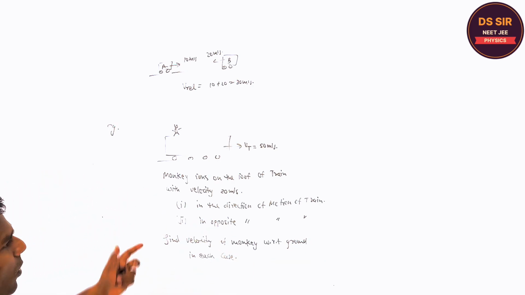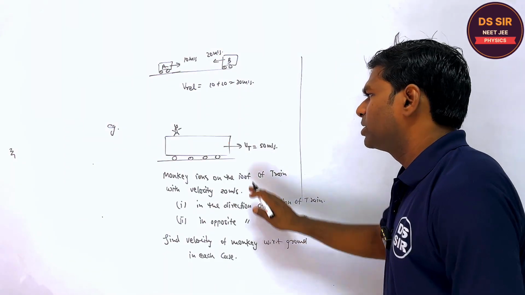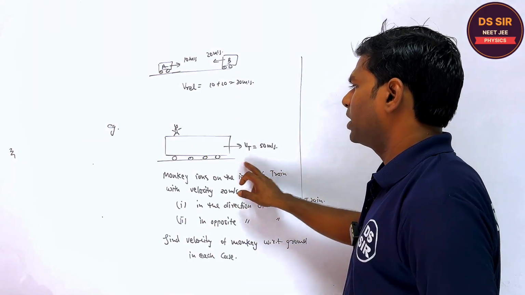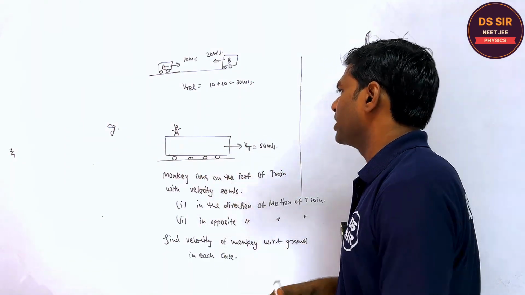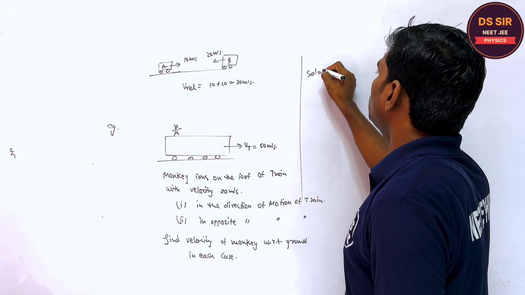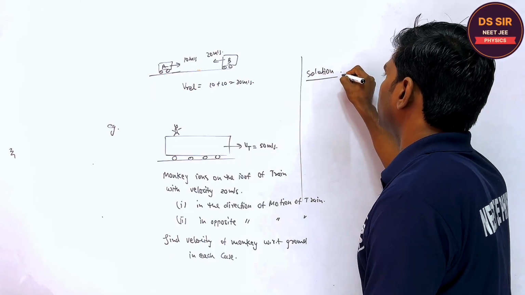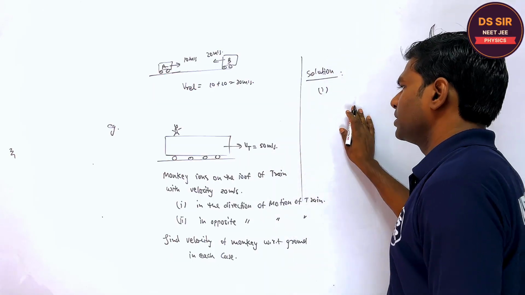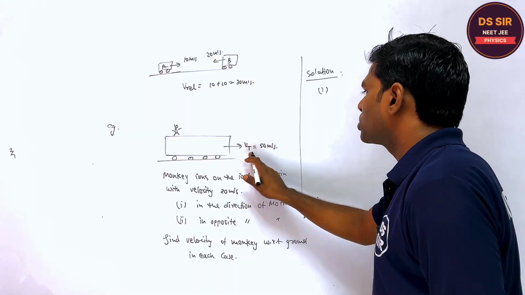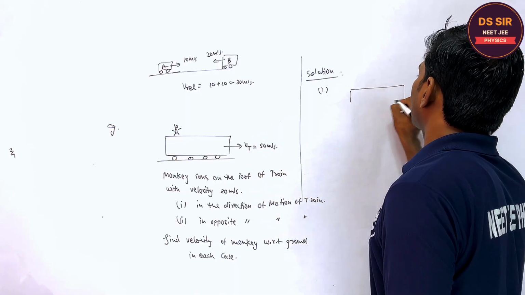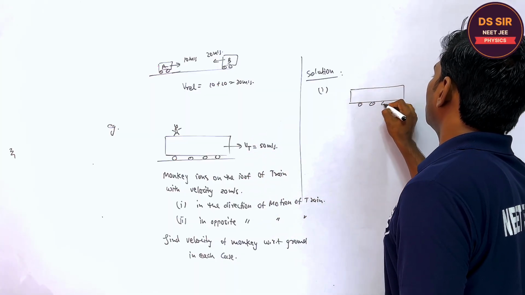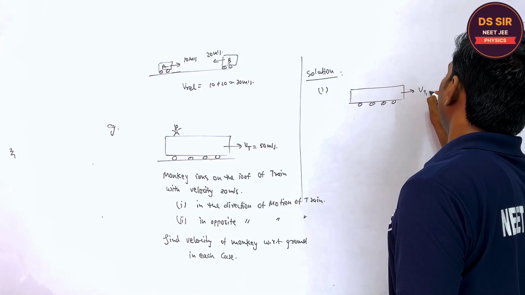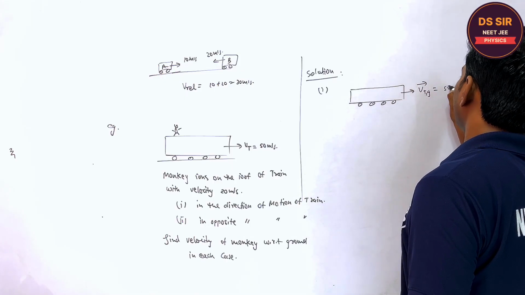All right, copy this. So these are the questions. In this case, the monkey is running. So how to solve this question? You tell. Listen one thing. In the first case, this is the velocity of the train with respect to the ground. Velocity of train with respect to ground is what? 50 i cap.